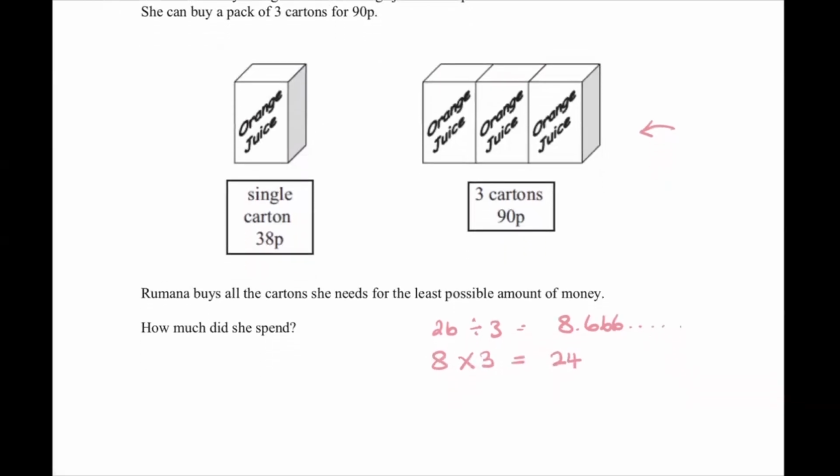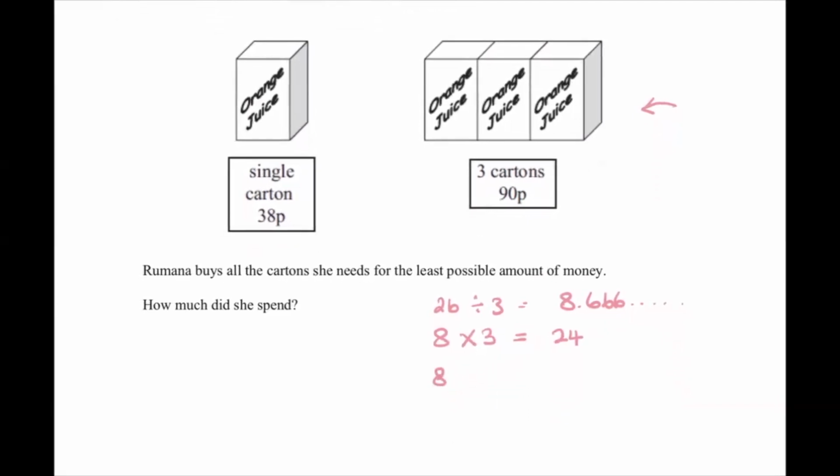So let's work out how much that's actually going to cost. So 8 packs times by 90 pence is going to give me 720 pence. I'm going to get that into pounds in case I decide I want to give my answer in pounds. I am too short. I've got 24 and I need to buy 26. So I'm going to have to buy 2 single cartons. So 2 times 38 is 76. And then I add it on. And as I say, I can either give my final answer in pence or in pounds. I'm going to actually add it on in pounds to get £7.96.